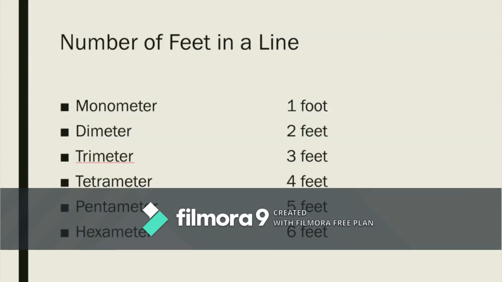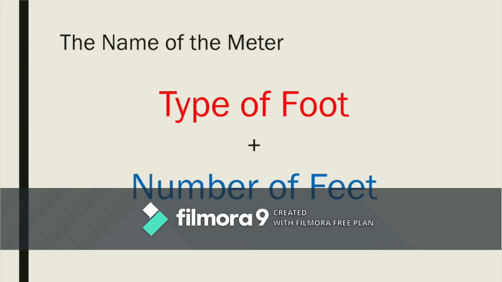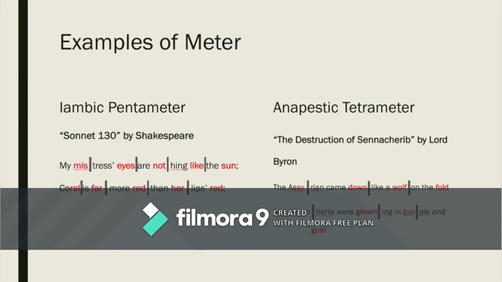The meter of a poem is made up of 2 parts, the type of foot and the number of feet in a line. Monometer has 1 foot, dimeter 2, trimeter 3, tetrameter 4, pentameter 5, hexameter 6, and so on, but rarely anything longer than pentameter is used. To get the name of the meter, you add the name of the type of foot to the name for the number of feet in the line. Iambic pentameter is a common meter, especially in sonnets.